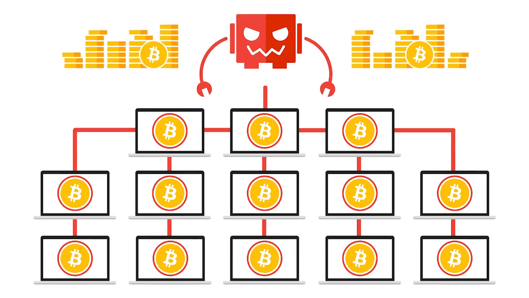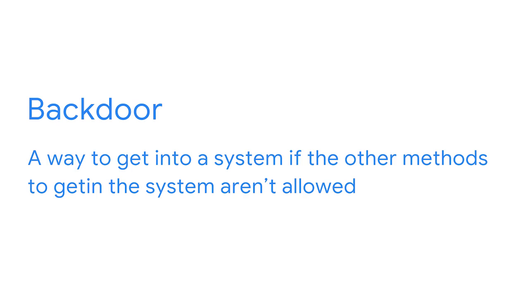A backdoor is a way to get into a system if the other methods to get into a system aren't allowed. It's a secret entryway for attackers. Backdoors are most commonly installed after an attacker has gained access to your system and wants to maintain that access. Even if you discovered your system has been compromised, you may not realize that a backdoor to your system exists. If it does, you need to lock it up before more damage can be done.